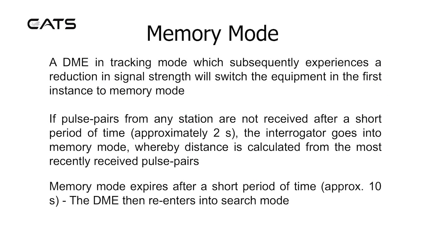Memory mode. A DME in tracking mode, which subsequently experiences a reduction in signal strength, will switch the equipment in the first instance to memory mode. If pulse pairs from any station are not received after a short period of time, approximately 2 seconds, the interrogator goes into memory mode, whereby distance is calculated from the most recently received pulse pairs. Memory mode expires after a short period of time, approximately 10 seconds, and the DME then re-enters search mode.